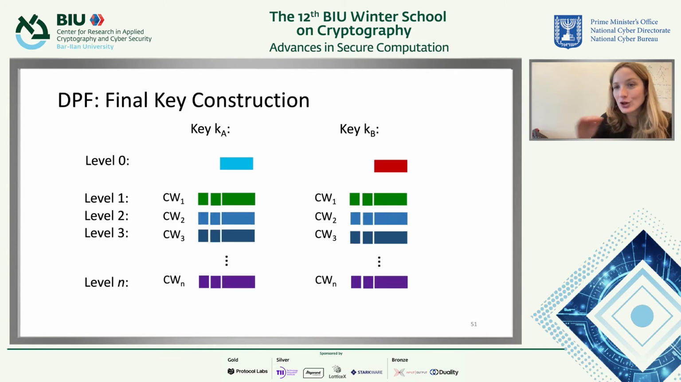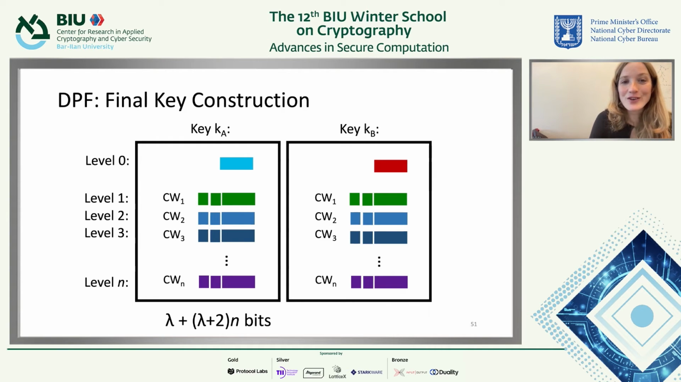And for each level along the tree, we have exactly one of these correction words, which has the form of some lambda bit string plus 2 bits. And all in all, this is exactly the structure of the key. Each one of the keys is lambda for the top layer plus lambda plus 2 times n bits. And this is the key length of the construction.